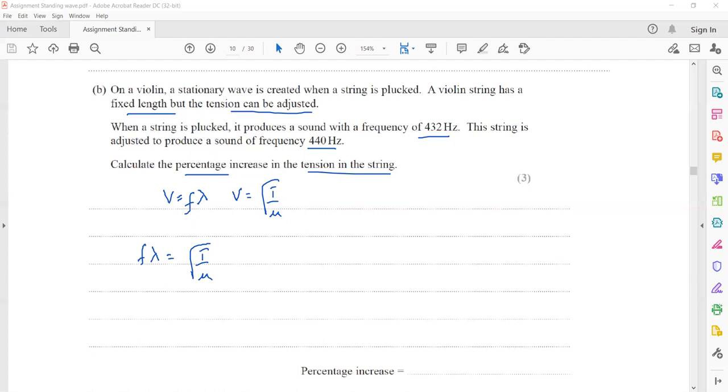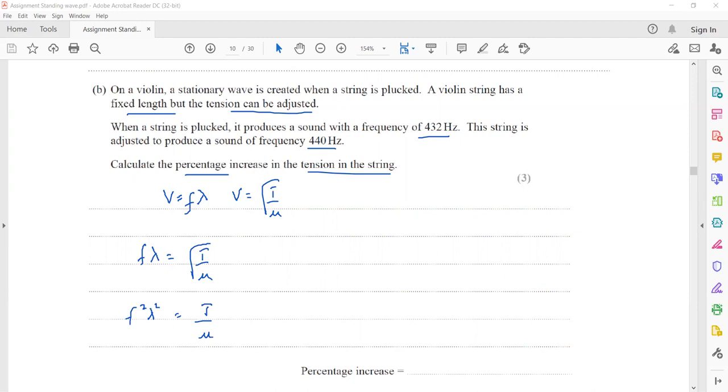When we adjust this, we are changing the tension and the frequency is changing, but the length is fixed. Mu is equal to mass per unit length. So from this equation, what can we conclude? If I square the equation on both sides, it will be f squared lambda squared equals T divided by mu.